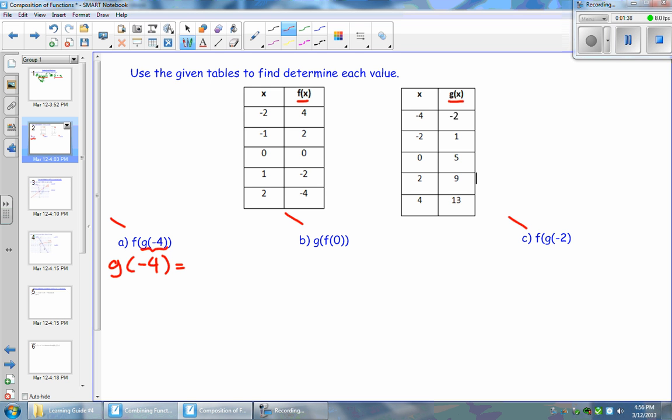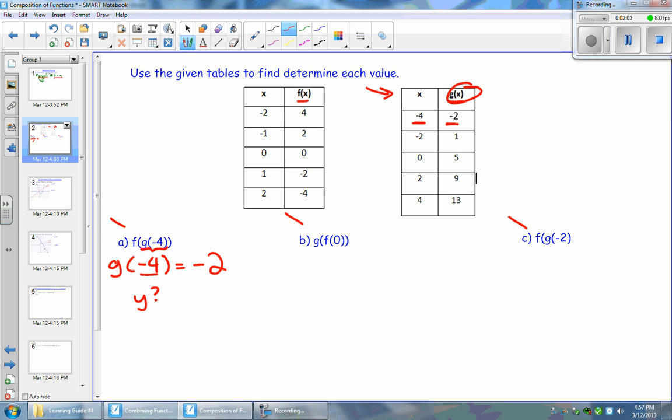g of -4 means when x is equal to -4, what is the corresponding y value? To find the y value, you're going to use the given table of values. Take a look at this table here. We're working with the g function, and we want to find out what the y value is when x is equal to -4. Well, that value is equal to -2.